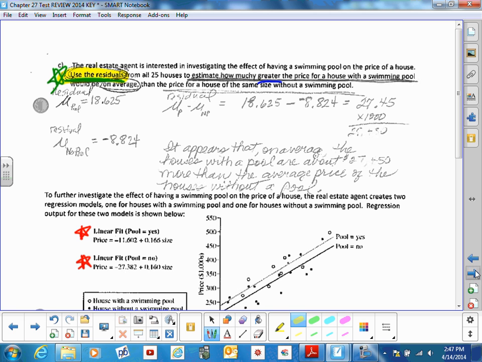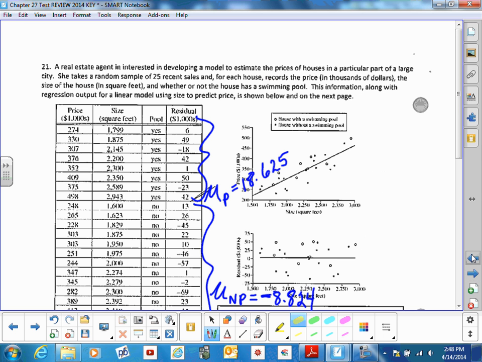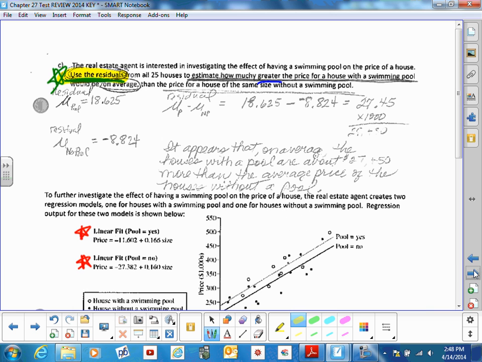Now, here is where the extensions start to happen. First of all, when you do this number 6, you are told in the problem the direction to go to get your information. So, for example, here in question C, it says, use the residuals. So they're wanting you to utilize the residuals that they gave you on the previous page to find out how much greater the price for the house with a swimming pool would be on average than the house without a swimming pool for the same size.